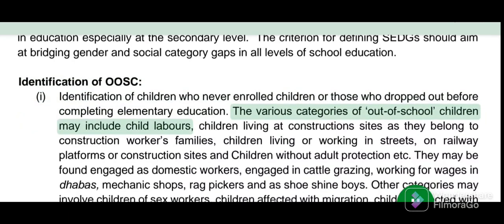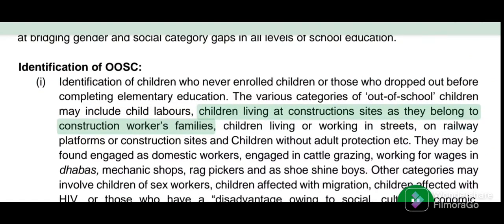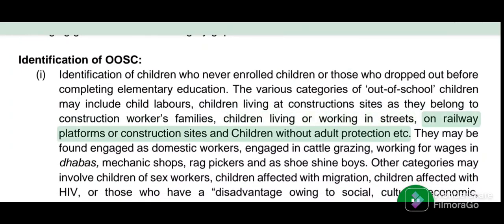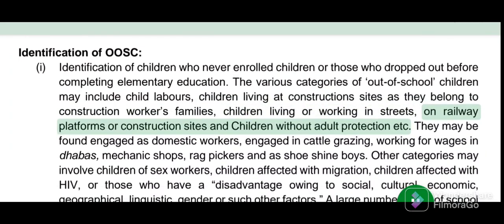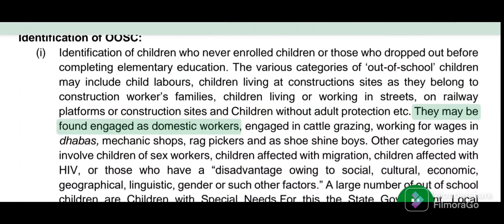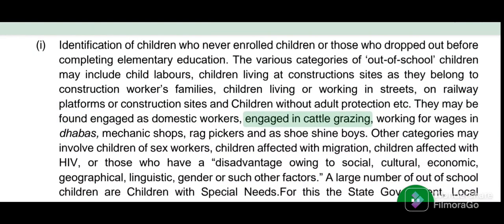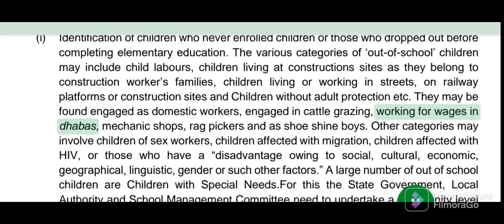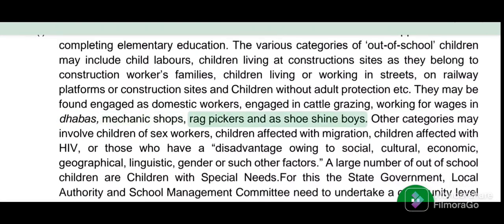The various categories of out-of-school children may include child laborers, children living at construction sites as they belong to construction workers' families, children living or working in streets, on railway platforms or construction sites, and children without adult protection etc. They may be found engaged as domestic workers, engaged in cattle grazing, working for wages in dhabas, mechanic shops, rag pickers, and as shoe shine boys.